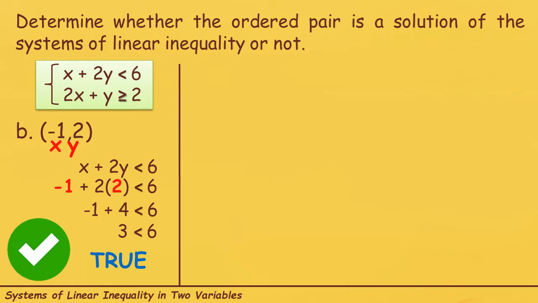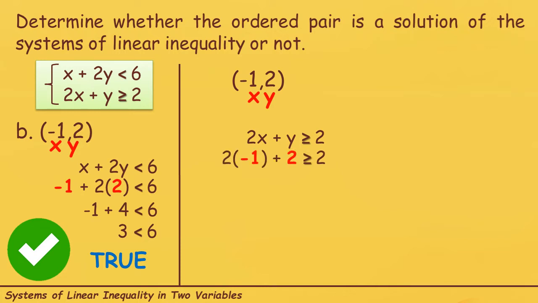Paano naman kaya sa pangalawang linear inequality? Let us substitute negative 1, 2 sa ating pangalawang linear inequality. 2x plus y is greater than or equal to 2. Substitute lang natin ng x at y. Magiging 2 times negative 1 plus 2 is greater than or equal to 2. Simplify. Negative 2 plus 2 is greater than or equal to 2. Negative 2 plus 2 is 0. 0 is greater than or equal to 2.